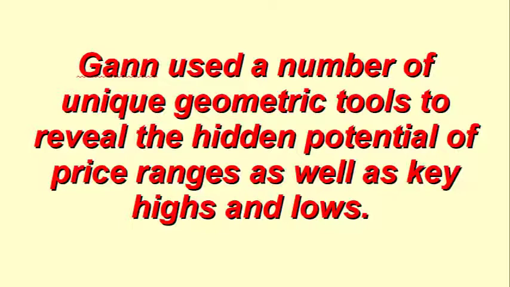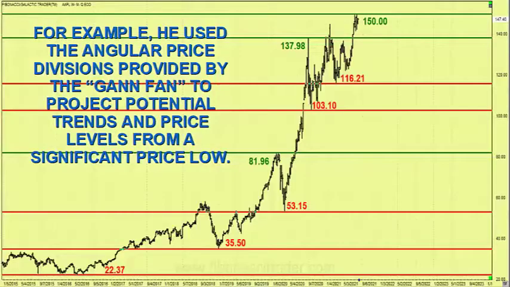He invented himself or modified other people's work in various ways to apply these tools to reveal the hidden potential of price ranges as well as the potential in the highs and lows of the market. So let's give an example here of what this looks like. Gann used the angular price divisions. He would like to divide things into certain increments. He was a big believer in the eighth harmonic, and dividing things into eighths was important to him.